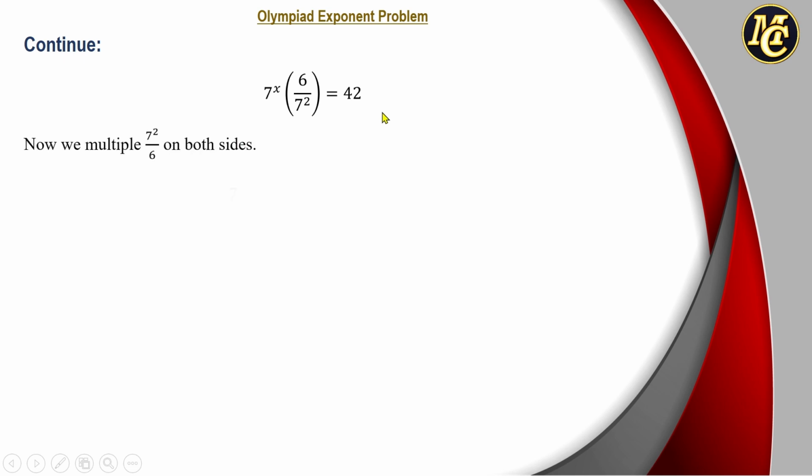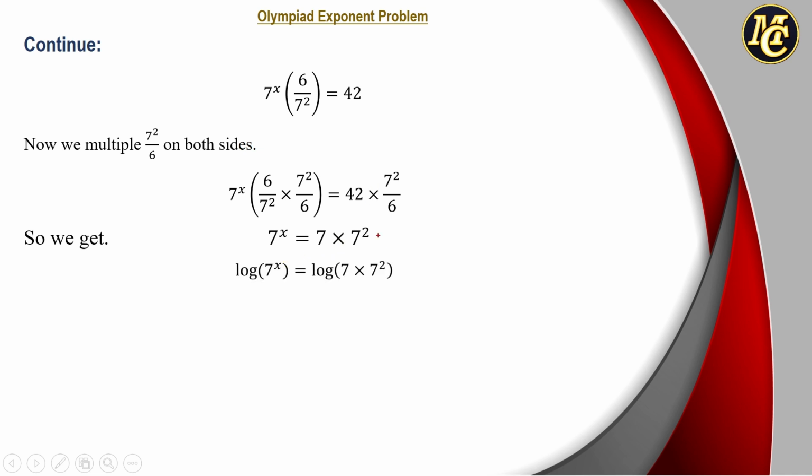Now we multiply on both sides by 7^2/6. These terms cancel out. On the right side, 6 ones are 6 and 6 sevens are 42. So we get 7^x is equal to 7 × 7^2. Now because we want to find the solution for x, we take log on both sides.